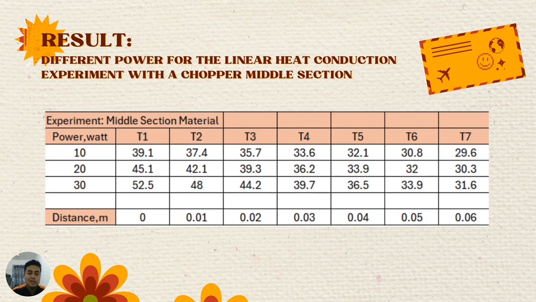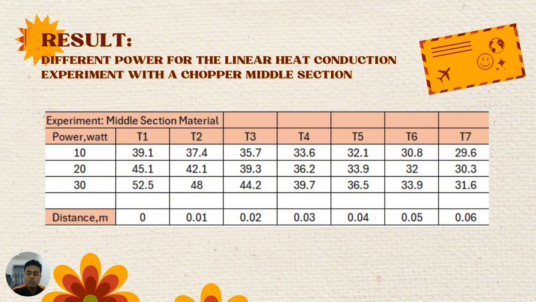Next we go to the second material, which is the copper material. For copper, it is the same power that we give, but the result is different because it is a different material. From T1 to T7 for 10 watts, the range is between 29 to 39. For 20 watts, it is between 30 to 45, and for 30 watts it is between 31 to 52.